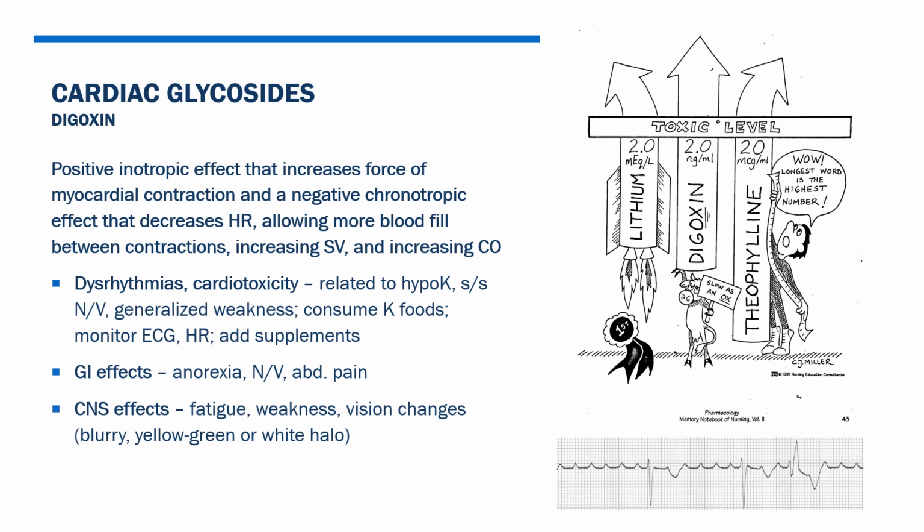So it increases the contractility and decreases the heart rate, which allows the blood to fill more in between those contractions, which increases stroke volume and cardiac output, which is what we want for clients that have heart failure, right? It's not pumping effectively, everything's building up. So we want to give them something that will cause it to pump better and produce better cardiac output, right? However, dysrhythmias and cardiotoxicity can occur with digoxin, cardiac glycosides.